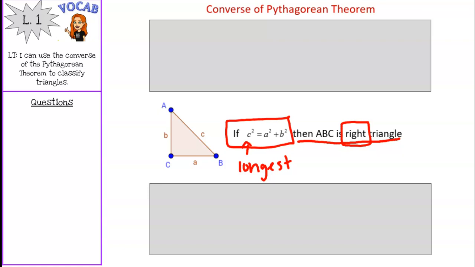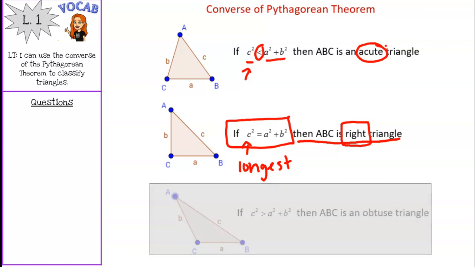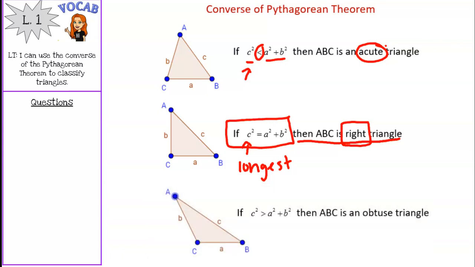We also have two consequences of this. The first one: if c squared is less than a squared plus b squared, and again c is the longest side, then ABC is an acute triangle. Remember, acute means no angle is bigger than 90 degrees. Another consequence is if c squared is greater than a squared plus b squared, then ABC is an obtuse triangle, which means it has one angle that is greater than 90 degrees.